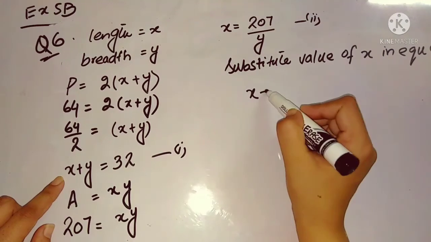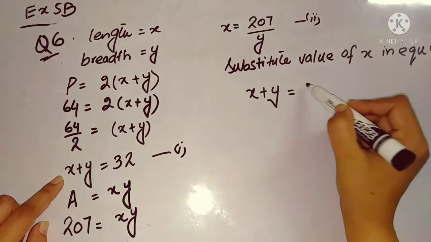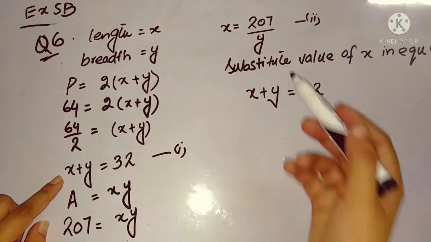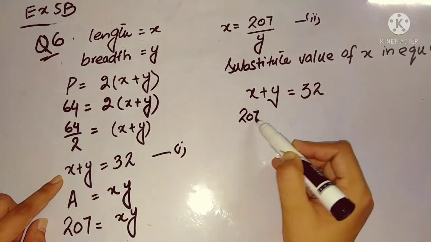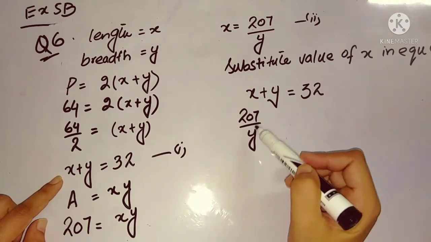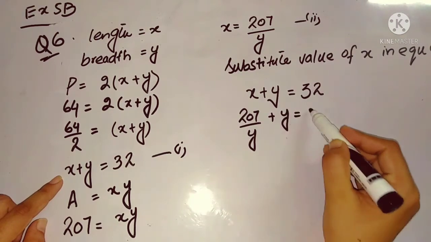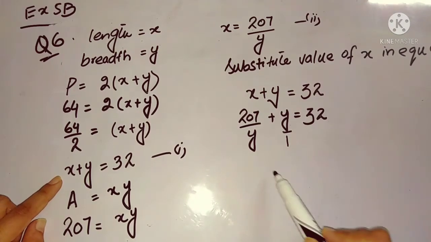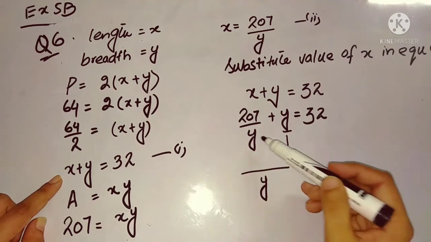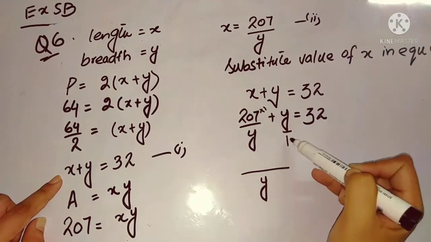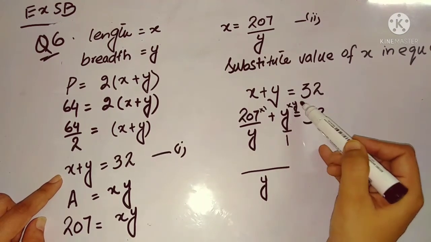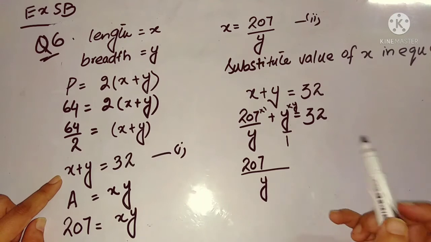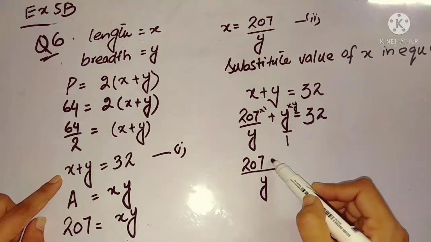Now I will substitute this value in equation 1. This is equation 2. As we have to find the values of x and y, we will make a simple equation. Substitute the value of x in equation 1. So equation 1 is x plus y is equal to 32. Now I am going to substitute the value of x, which is 207 over y. So I will write 207 over y in place of this x, and I will write y as it is.